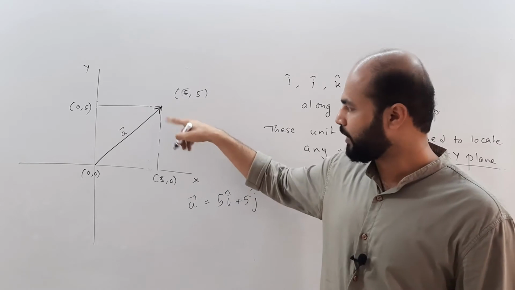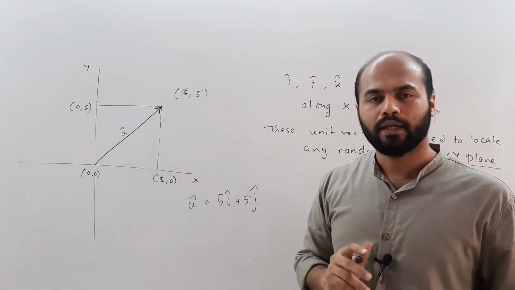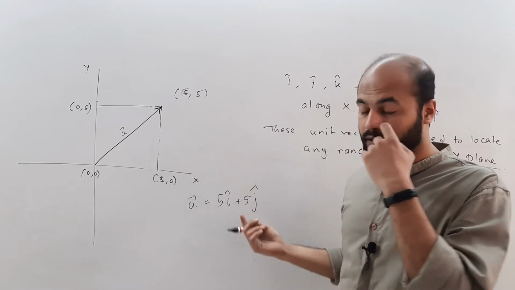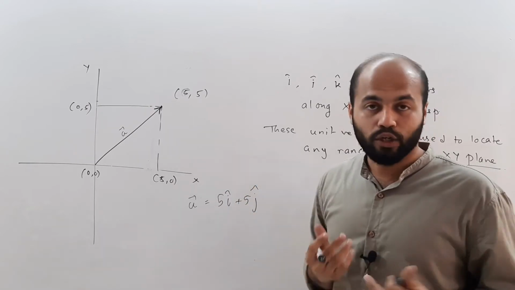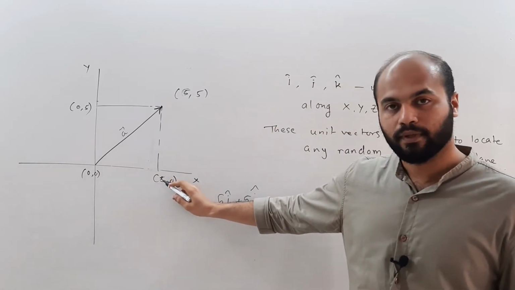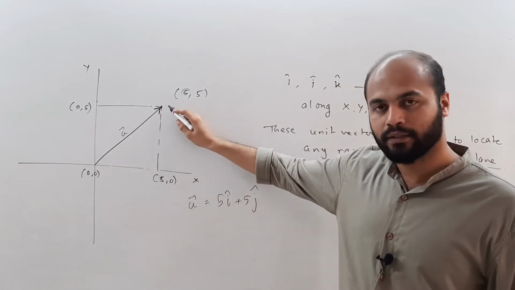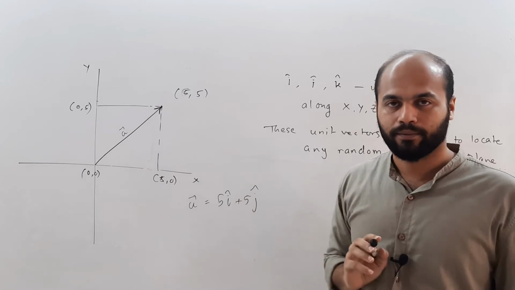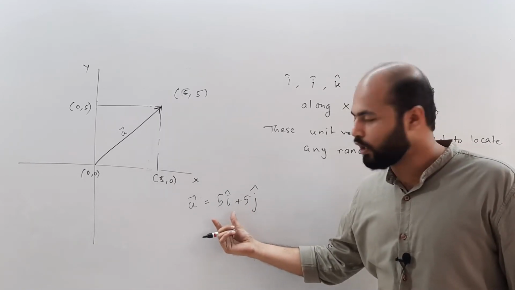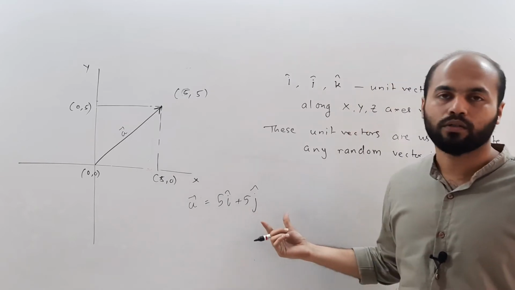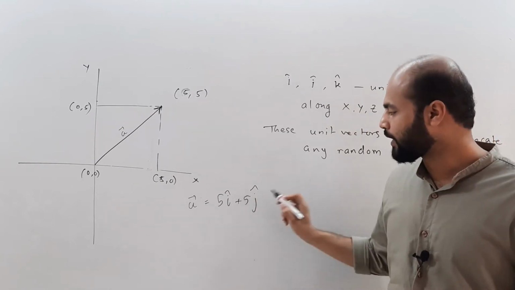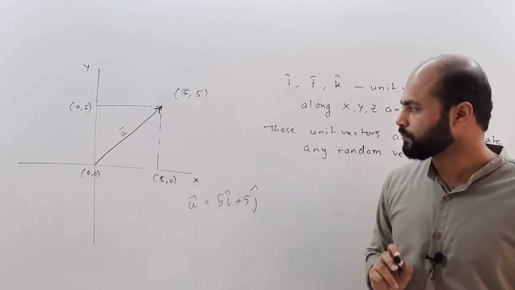So if somebody wants to locate this point in the xy plane and write the definition, then we can always say that if we walk 5 units along x and then 5 units along y, then we can locate this point. That's what this means: the person has walked 5 units along x and 5 units along y. Then we can say that now he is at 5 i cap plus 5 j cap.